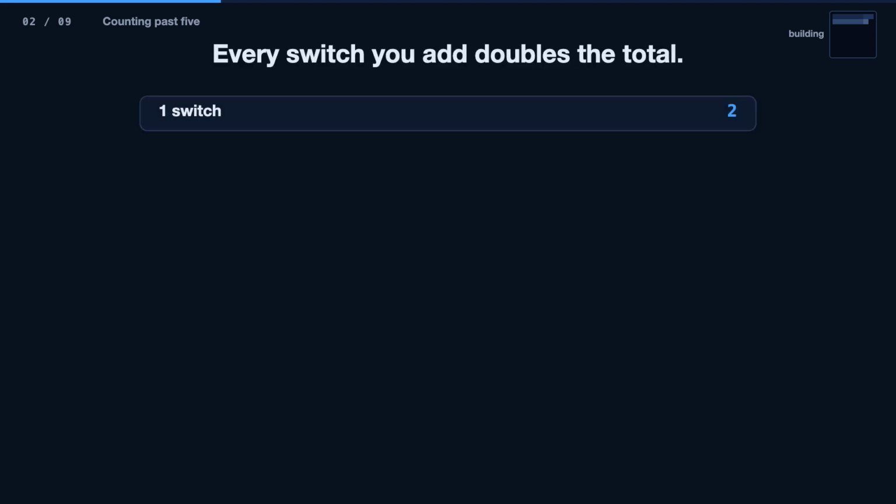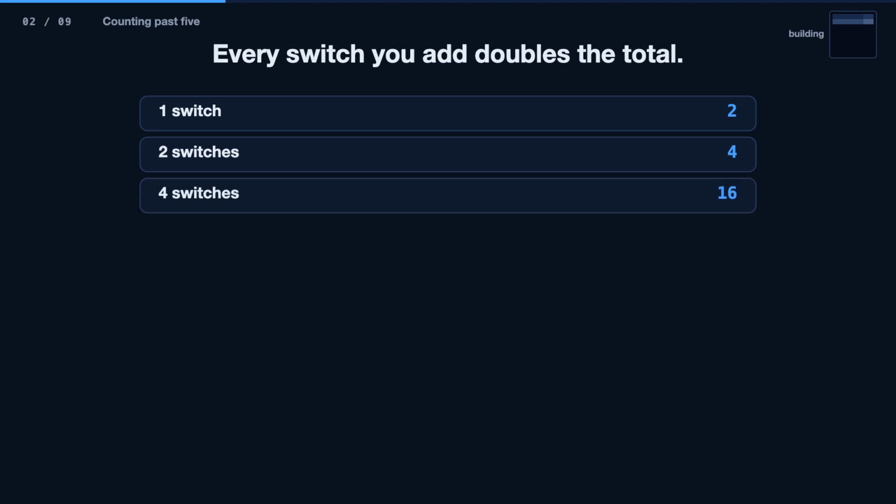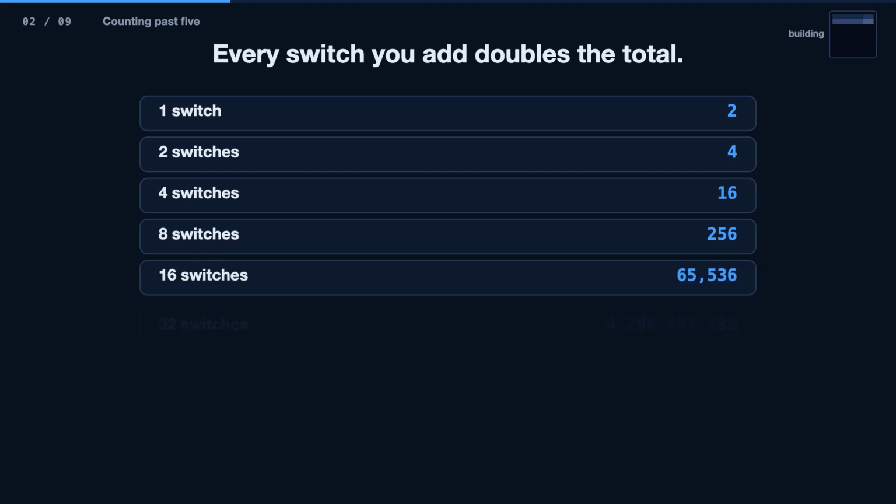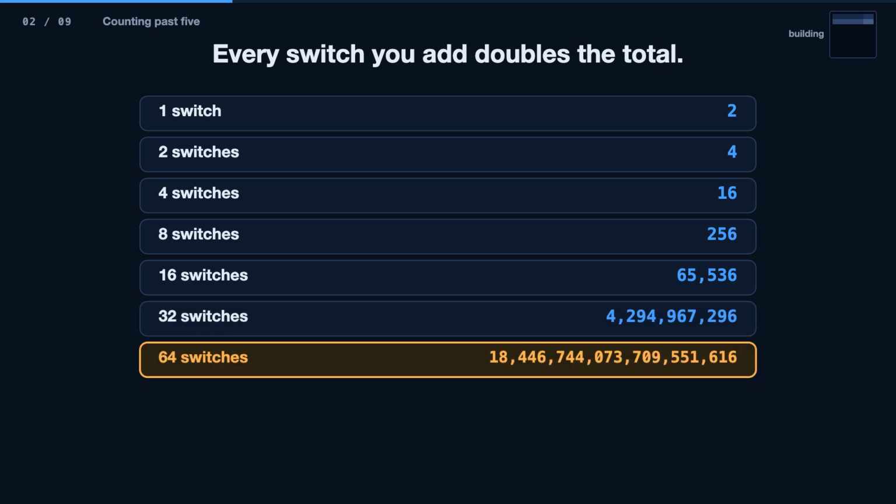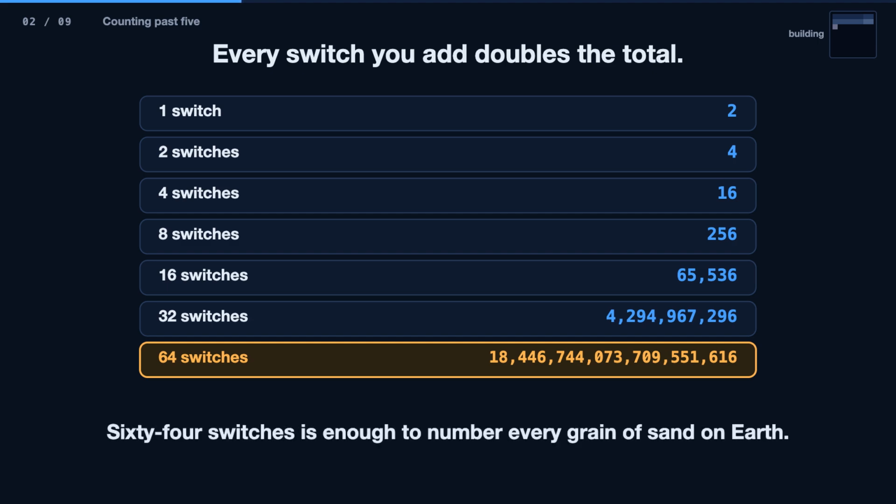Four switches give 16 different numbers, and every switch you add doubles that. 1 switch, 2; 4 switches, 16; 8 switches, 256; 16 switches, 65,000. 32 switches gets you past 4 billion. 64 switches gets you to 18 quintillion, enough to give every grain of sand on Earth its own number.